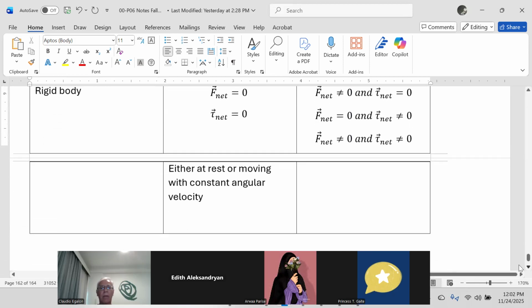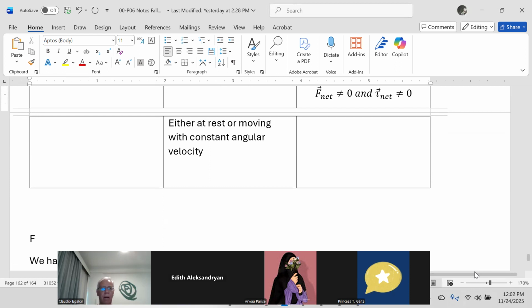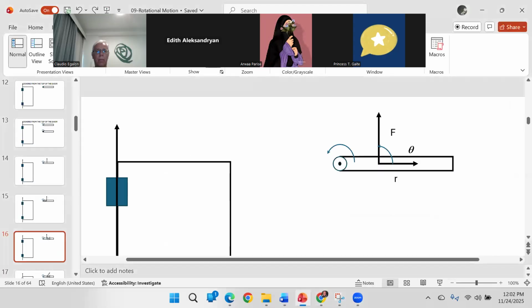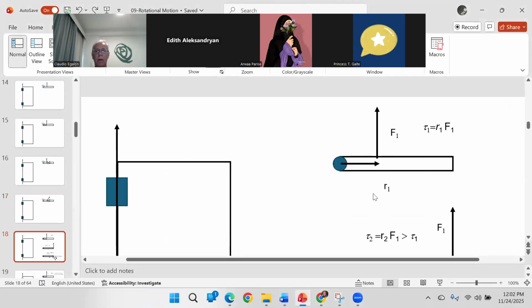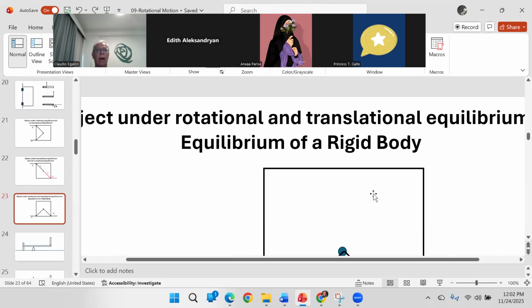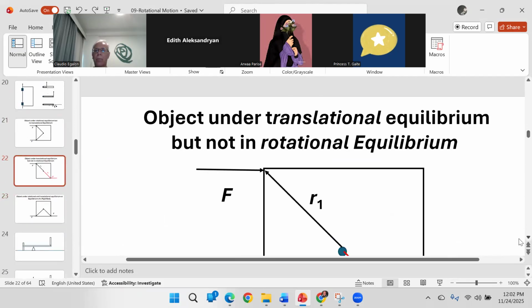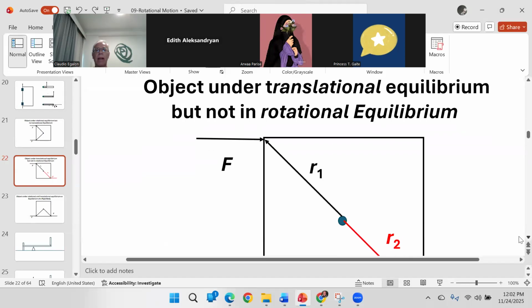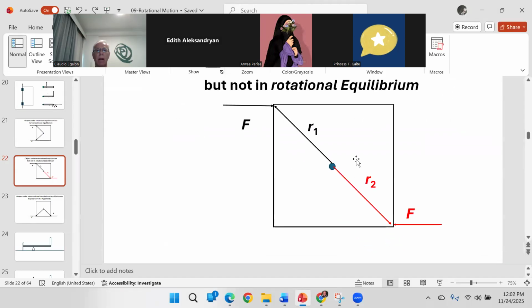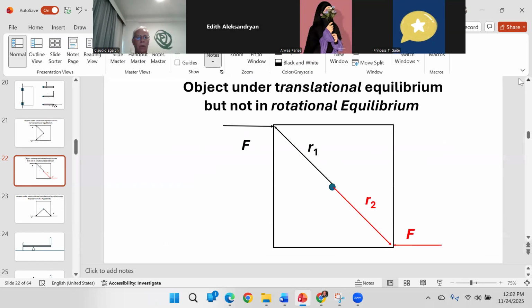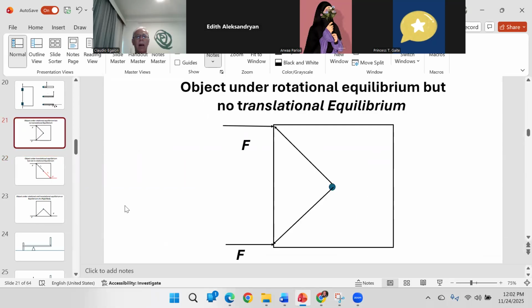I can illustrate one case for you. Let's see if I have it here. Oh yeah, I have it here. That's what we call translational equilibrium and rotational equilibrium. Look at this. Consider this rigid body, and this rigid body is free to move about this axis right in here.